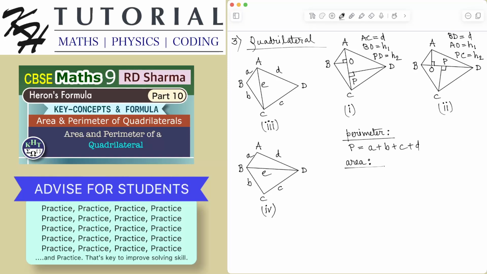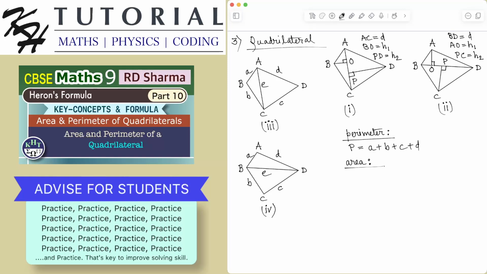Similarly, the diagonal considered could be BD. Consider figure 2. In figure 2 we know the length of the diagonal BD, let's say the length be small d, and we know the lengths of the perpendiculars drawn from the opposite vertices on the diagonal BD. The opposite vertices to the diagonal BD are A and C, and AO and CP are perpendicular to the diagonal BD.